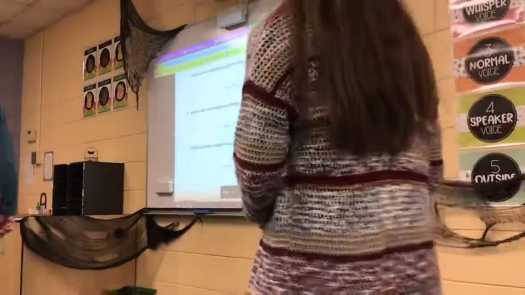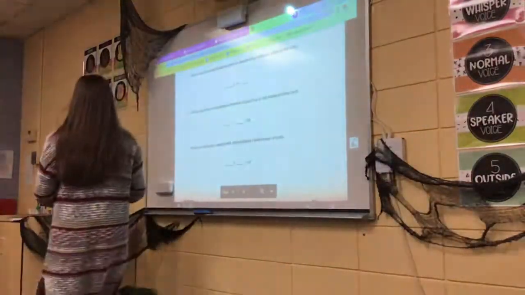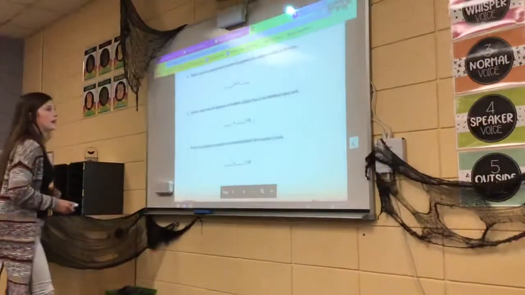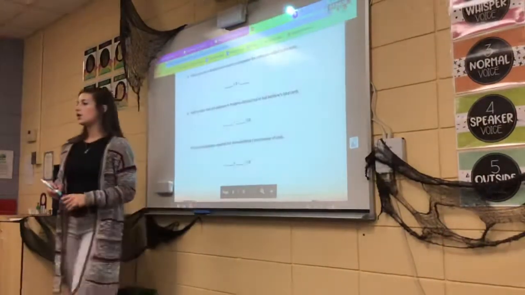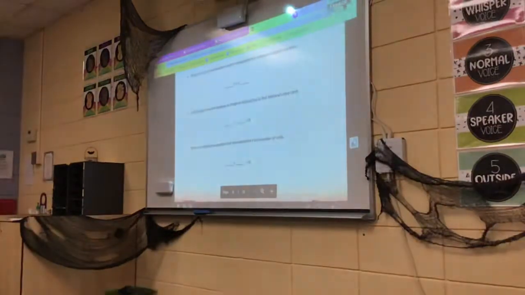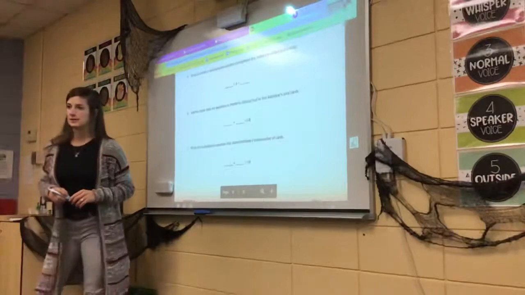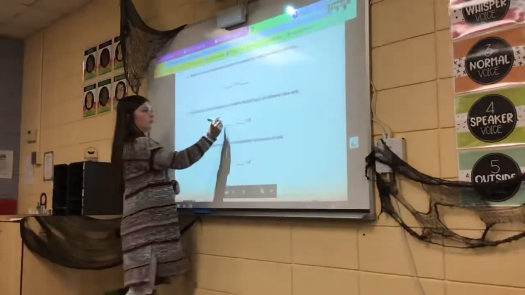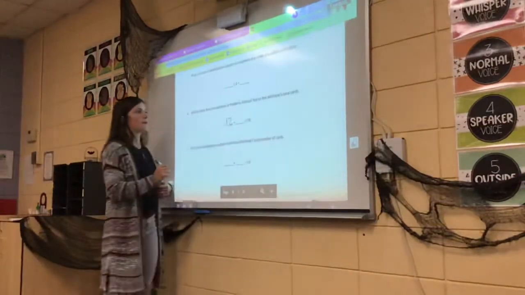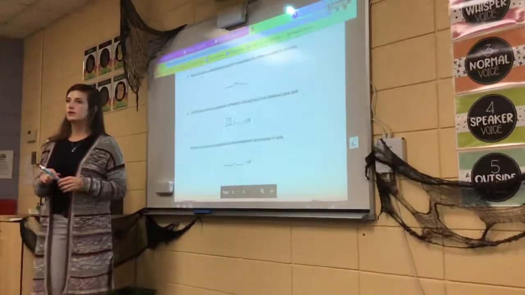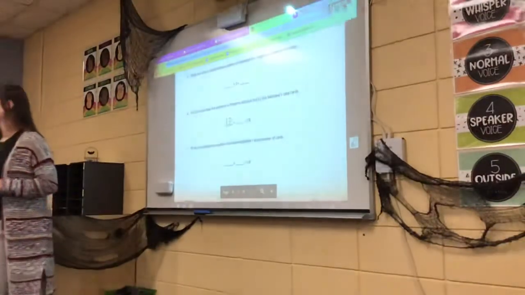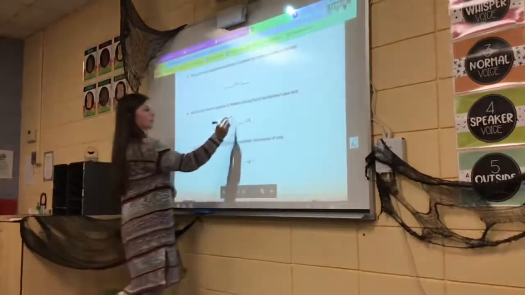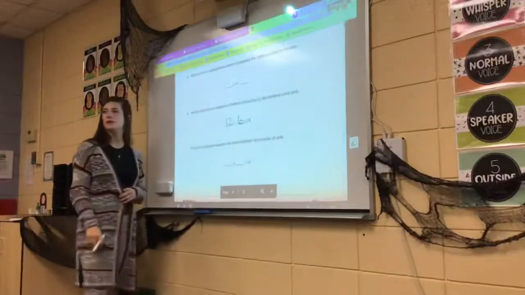Okay, B says add the totals from the equations in problems 4B and 5A to find Matthew's total cards. Okay, so what was his total number of X's? 12. What was his total number of circles? 6. So 12 plus 6, they already told us, is 18.